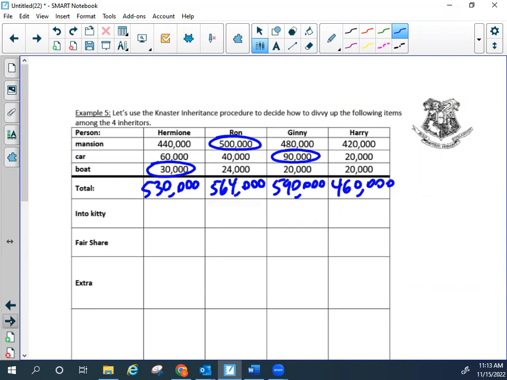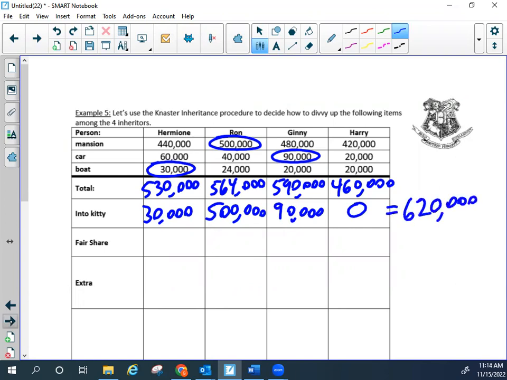So how much did they contribute to the kitty? Hermione contributed $30,000, her winning bid. Ron contributed $500,000, his winning bid. Ginny contributed $90,000, and Harry didn't contribute anything because he didn't win anything. So how much money's in the kitty right now? There's $620,000 by adding all that up.